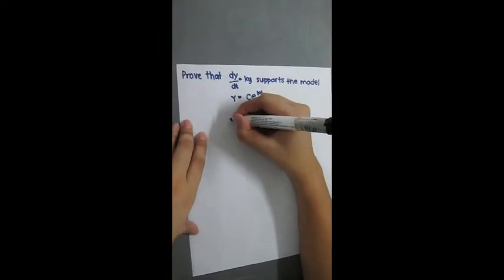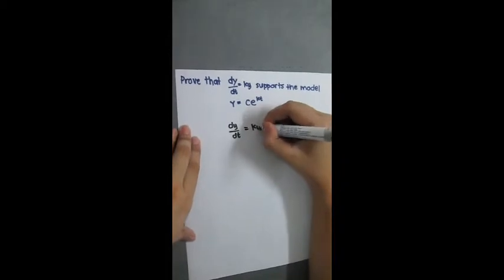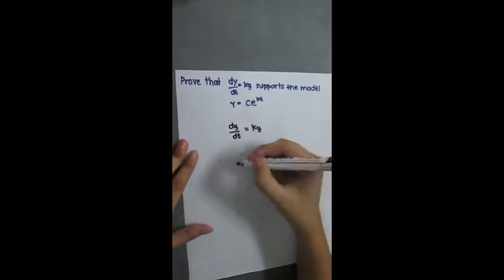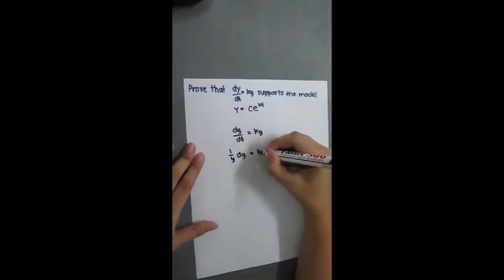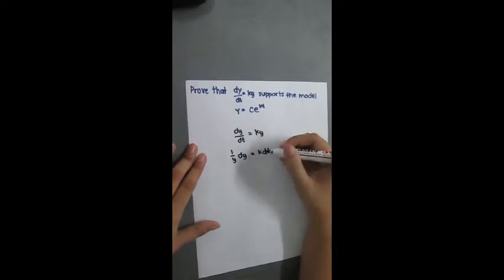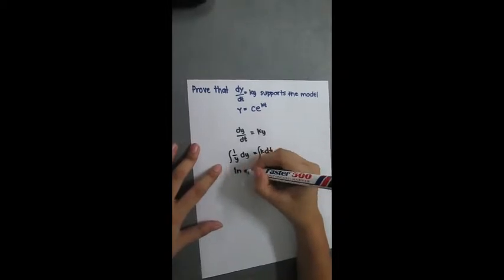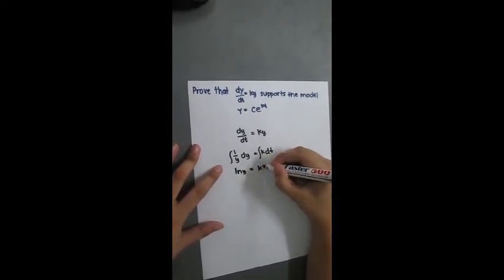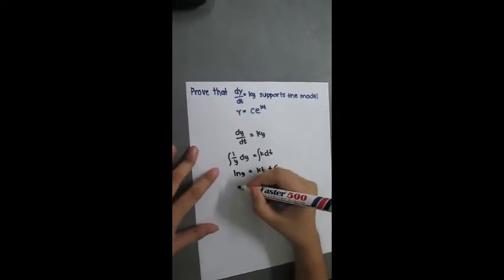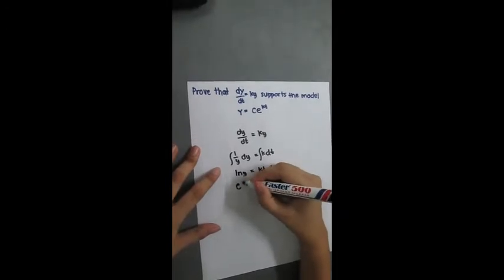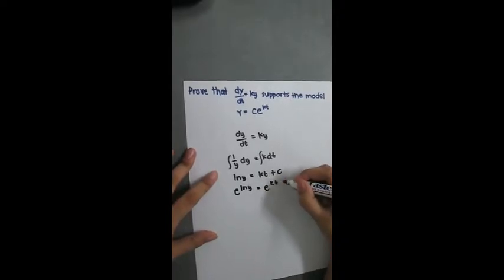The differential equation dy over dt is equal to ky. We will separate variables: 1 over y dy is equal to k dt. Then we will integrate. It will result in ln of y is equal to kt plus c. Then exponentiation: e to the ln of y is equal to e raised to kt plus c.